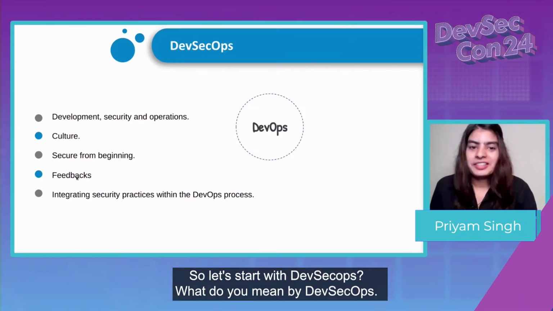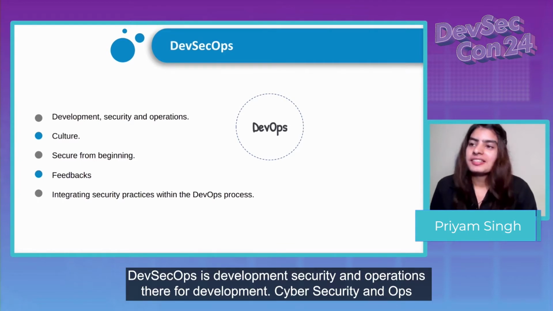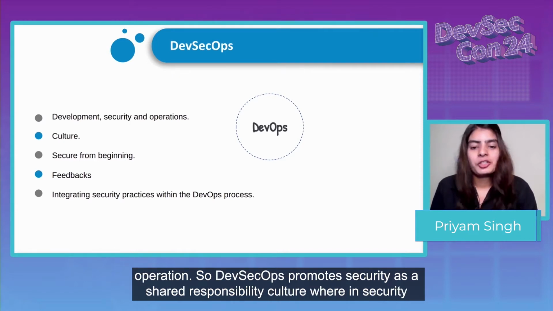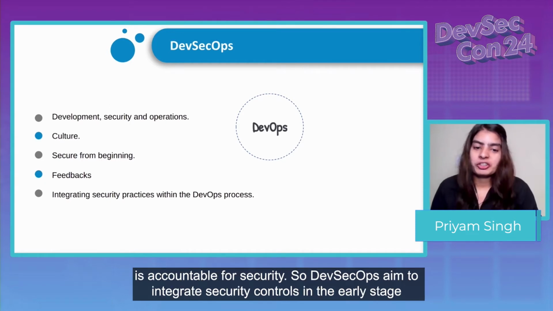So let's start with DevSecOps. What do we mean by DevSecOps? DevSecOps is development, security, and operations. Dev for development, Sec for security, and Ops for operations. DevSecOps promotes security as a shared responsibility culture, wherein security is not the responsibility of only one specific team or only one person, but everyone in the team is accountable for security.